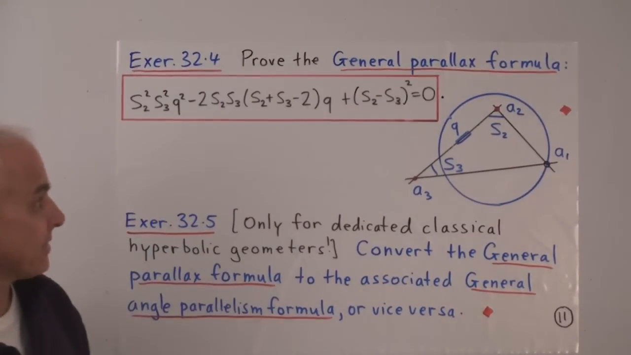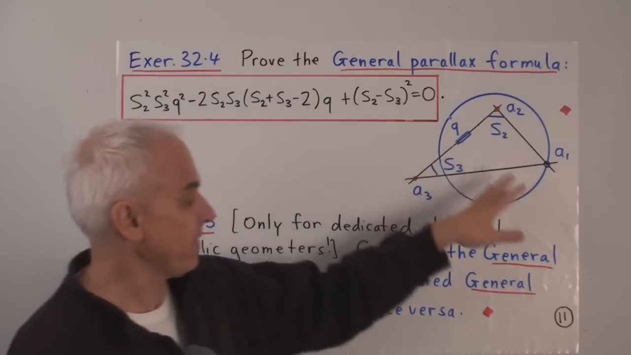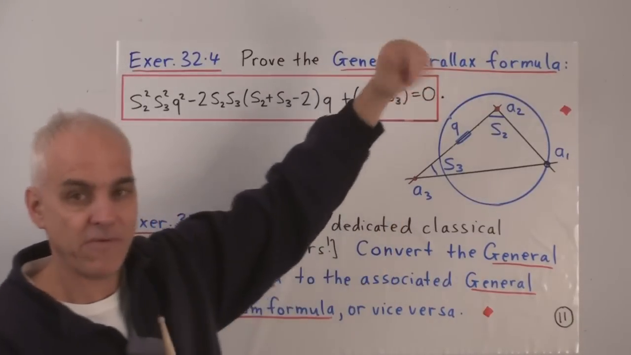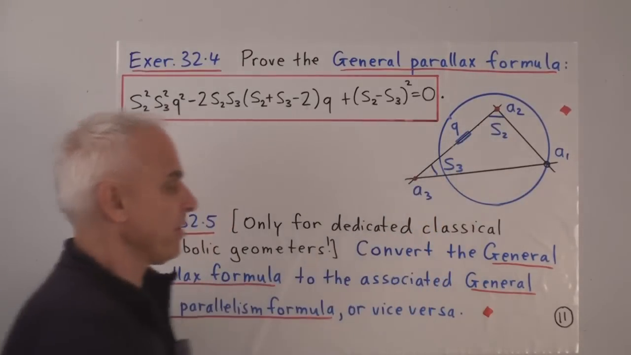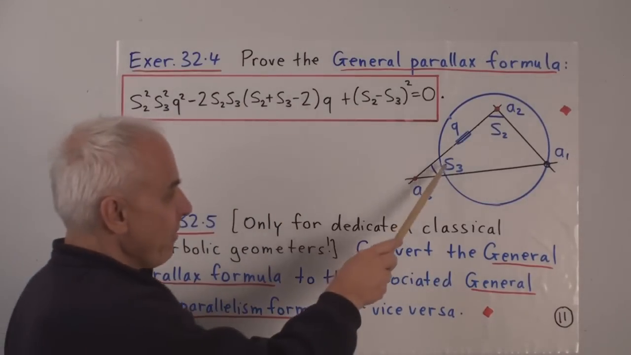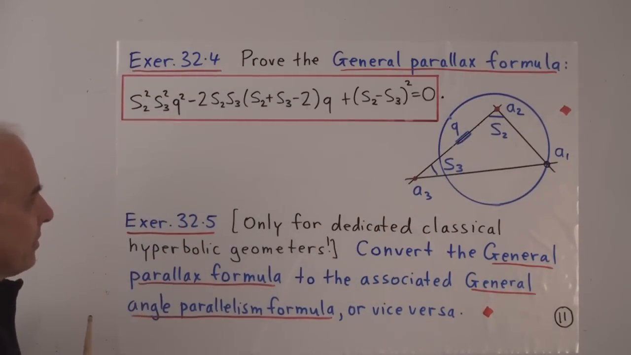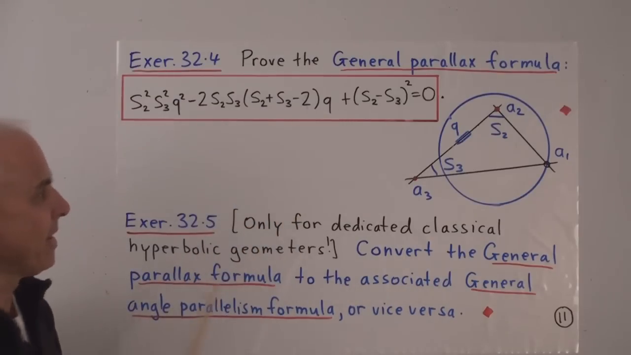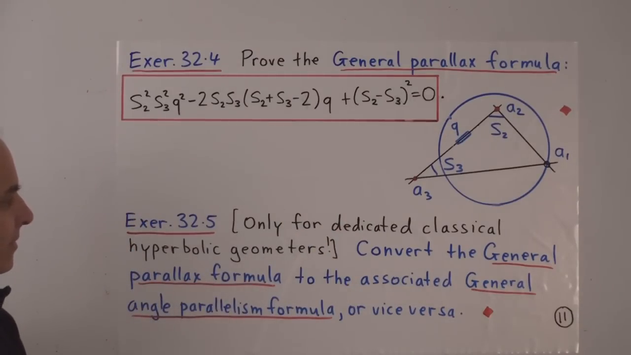Our final exercise is a generalization of the right parallax formula and the isosceles parallax formula to the situation where we have a general triangle with one null point, A1, say. The other two points are now allowed to be wherever they want to be, and they have a quadrance of Q between them, and they make a spread of S2 here and a spread of S3 here. And your job is to show that this relationship is satisfied between these three numbers, namely S2 squared times S3 squared times Q squared minus 2 times S2 S3 times (S2 plus S3 minus 2) times Q plus (S2 minus S3) all squared is 0. Here are some examples.